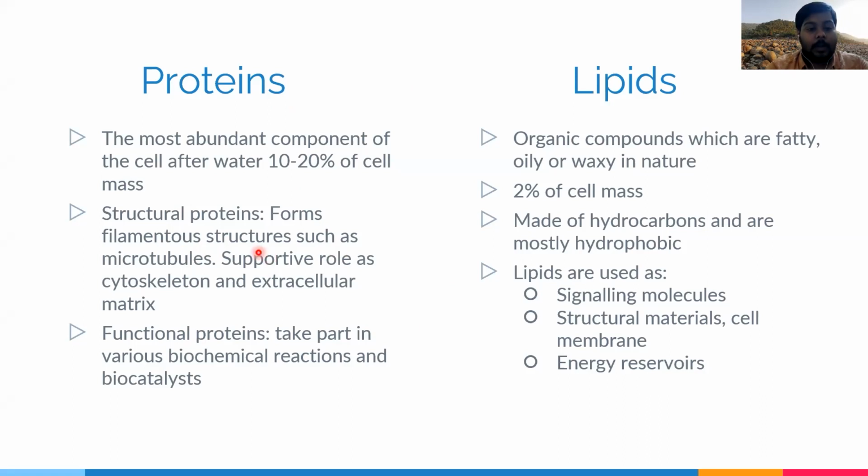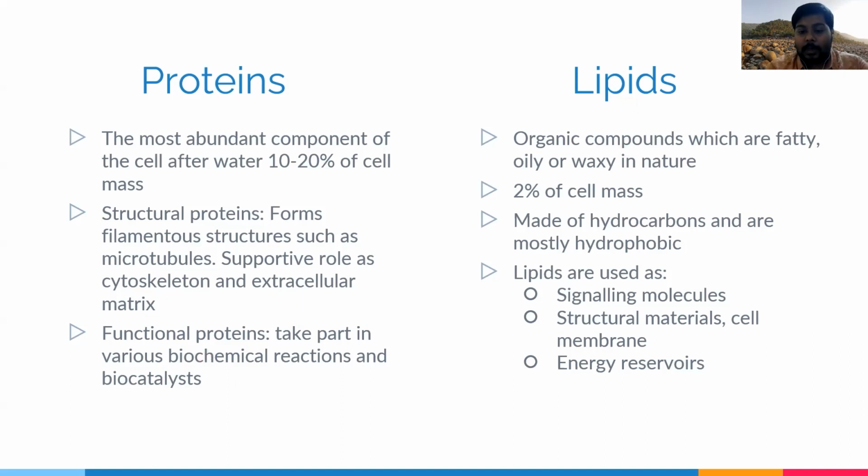These structural proteins form various structures such as the microtubules and play a supportive role to the cell in the form of the cytoskeleton of the cell, as well as being present in the extracellular matrix where they support the external structure of the cell. Next, we move on to the functional proteins. Functional proteins are essentially the biocatalysts and the enzymes that take part in various biochemical reactions. The enzymes, the functional proteins, must come into direct contact with various substrates in order to catalyze the specific intracellular chemical reactions.